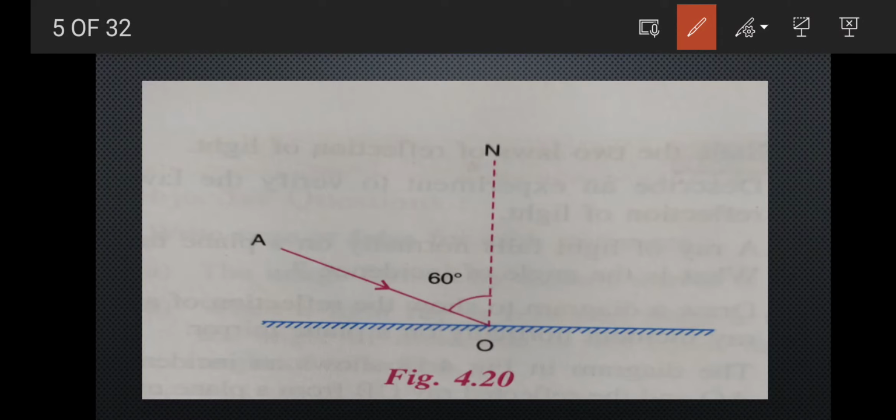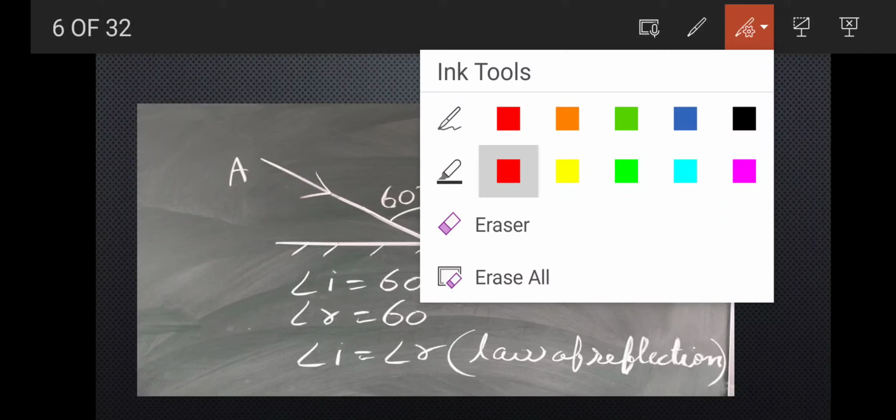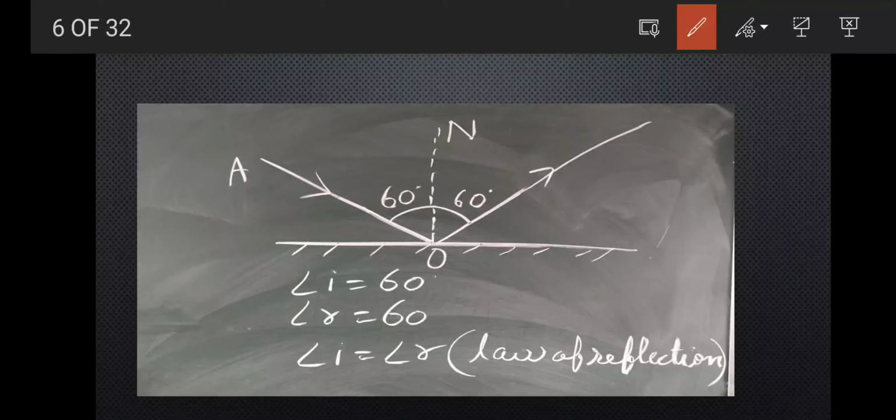For this you will take a protector and keep the protector here. So this is 60 degrees, from this side also 60 degrees, and then you will draw a line like this. As I have done it here, you will also do. You will use the protector and draw an angle of 60 degrees. So this is the incident ray and this one is the reflected ray that you have to draw.